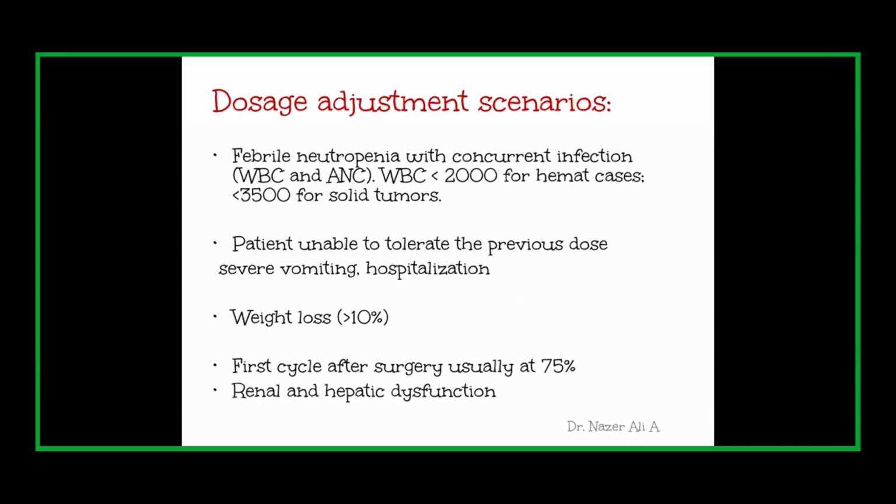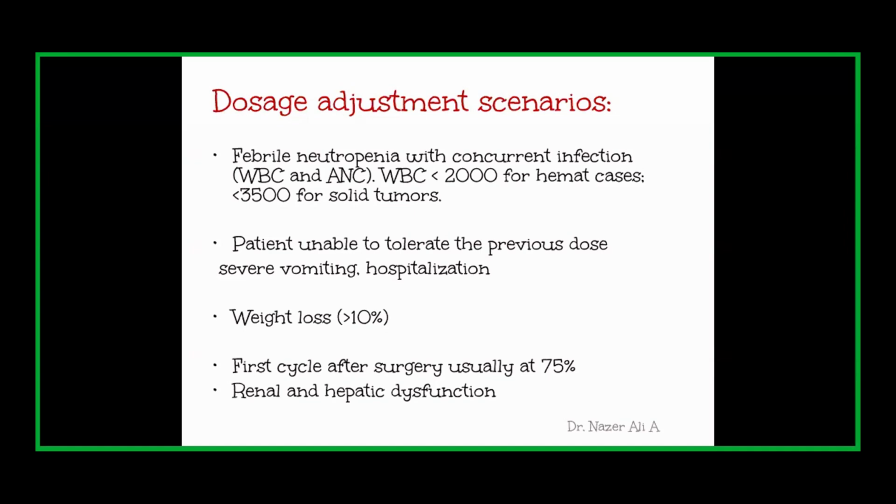If the patient has neutropenia, usually for hematological cancers with WBC less than 2000 or 1500, they have to go for supportive therapy, that is, they will give a stimulating factor like GCSF. For solid tumors, it is acceptable if the count is 3,500 or even 3,000. If the patient is tolerating it, they will proceed with the chemo.